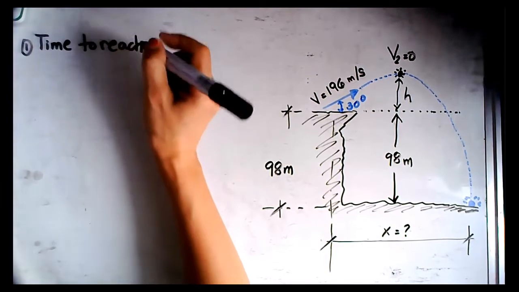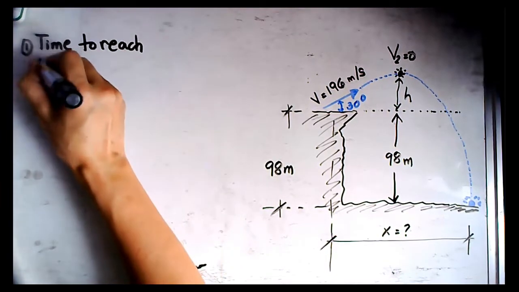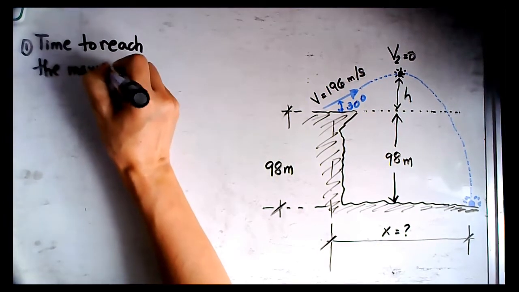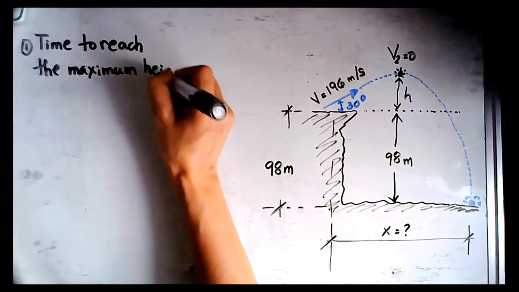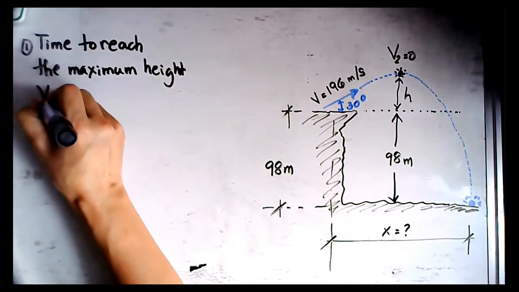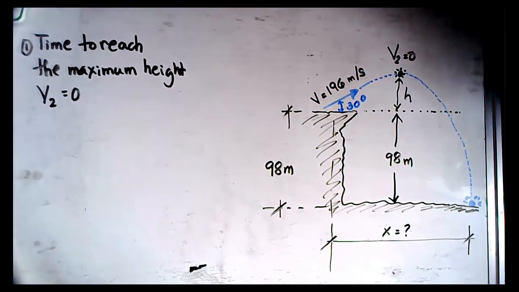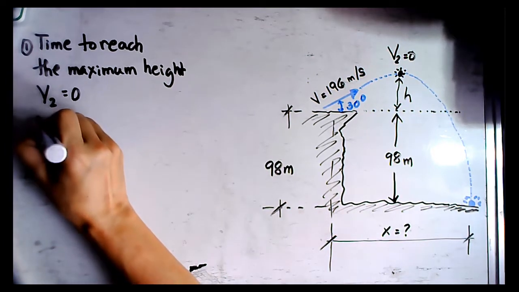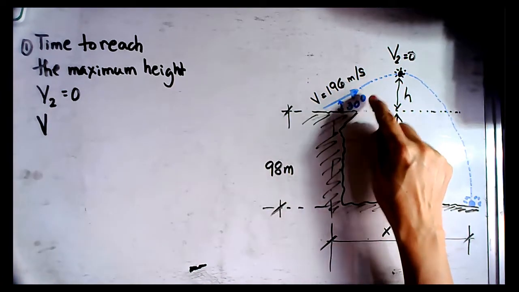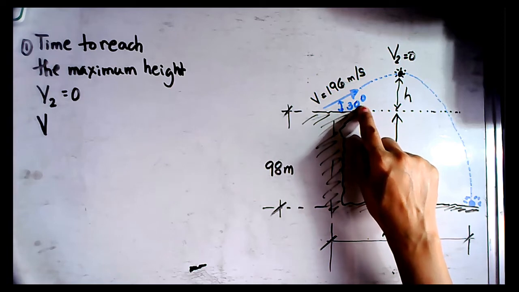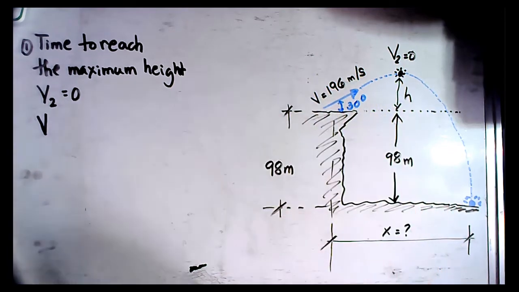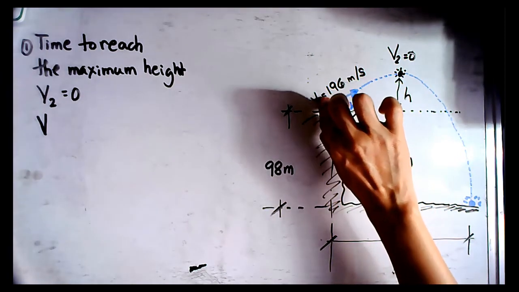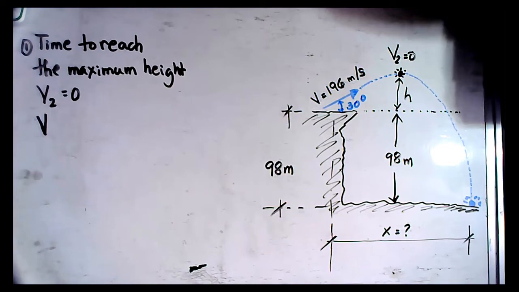Remember that the velocity at maximum height will be equal to 0. Since the velocity at that particular instant is 0, we can make use of the formula, by trigonometric function, because we have a 30-degree angle for the projectile at an initial velocity of 196 meters per second.